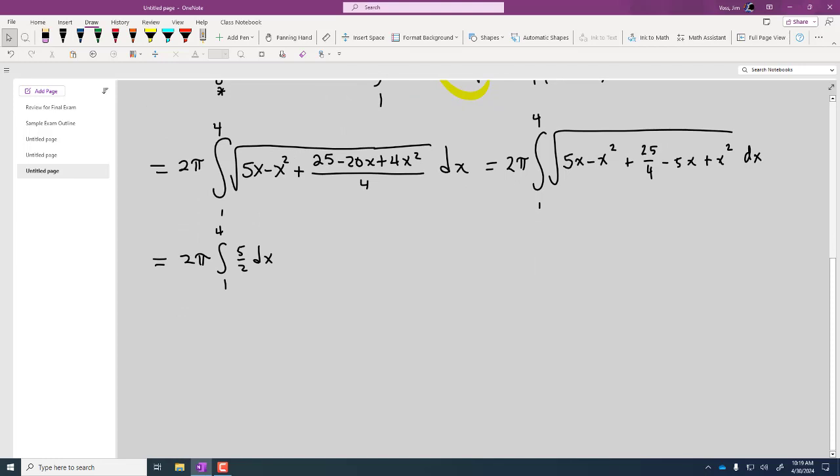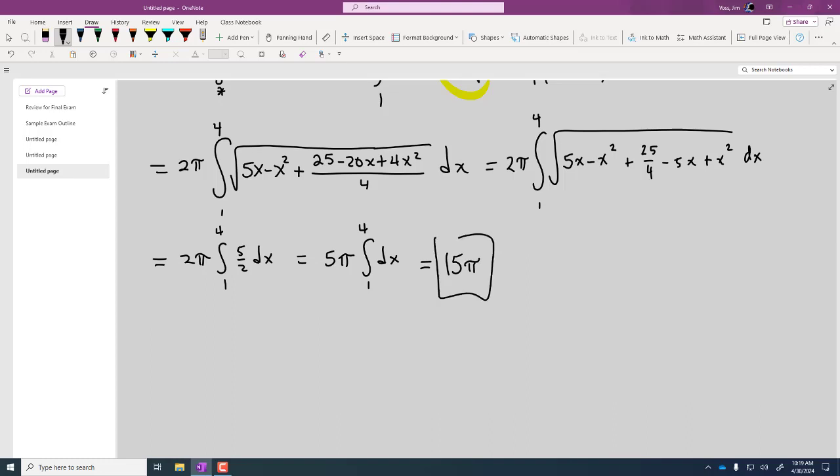The 5 halves comes to the front and gives us 5 pi times the integral from 1 to 4. What does that become? 3. 4 minus 1, 3. The integral of a differential is the upper minus the lower. So this will be 15 times pi. That'll be our arc length.